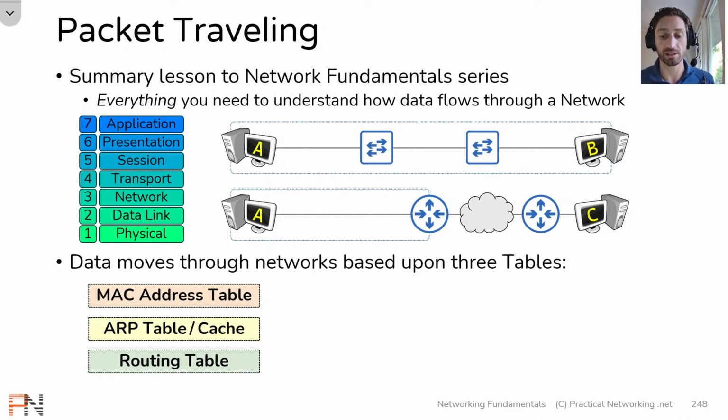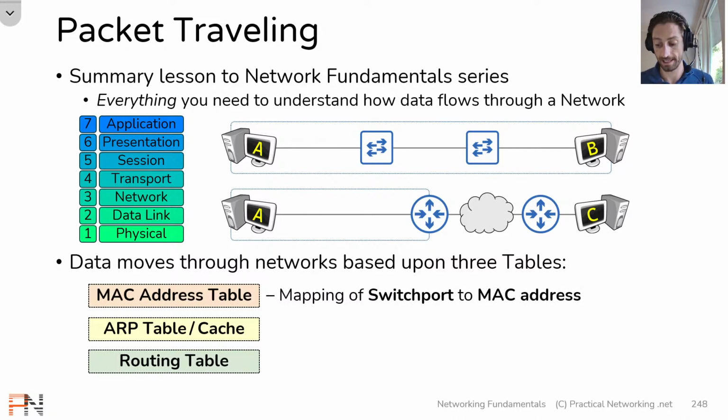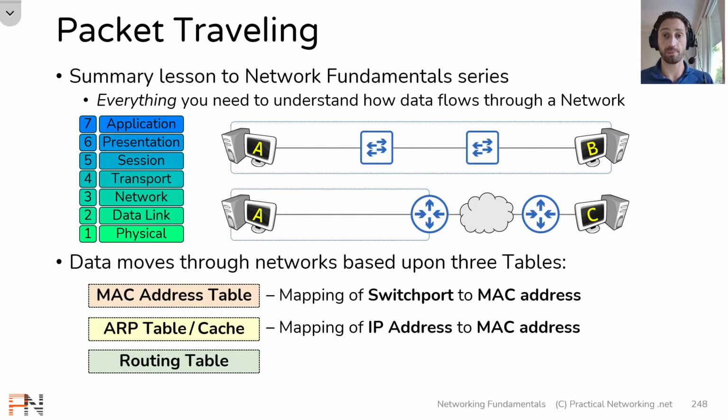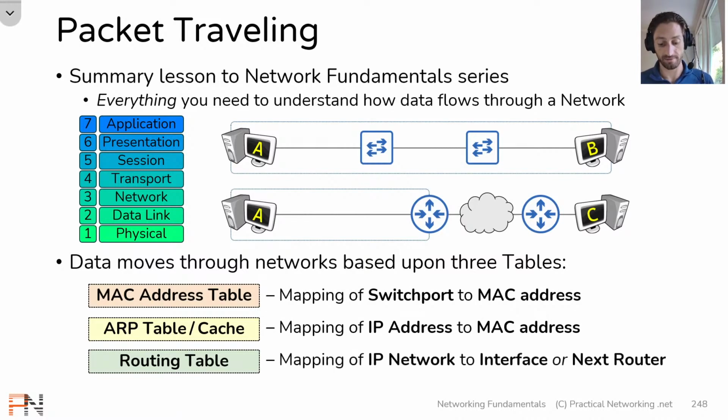Now, each of these we picked apart in great detail in the earlier lessons in this series. But to give you a quick summary, each of these tables is essentially a mapping of one thing to something else. A MAC address table is a mapping of a switch port to a MAC address. An ARP table is a mapping of an IP address to a MAC address. And finally, a routing table is a mapping of either IP networks to interfaces or IP networks to the next router in the path, also sometimes referred to as the next hop.